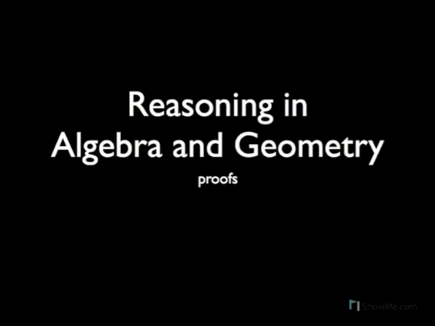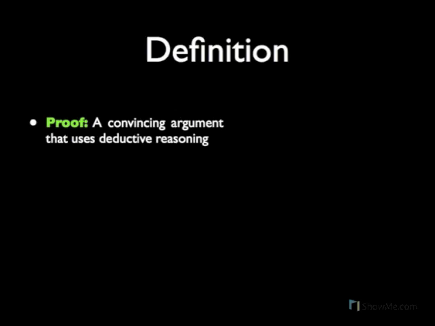And finally, we have come to the proofs. All that we're going to do is use the law of detachment and the law of syllogism to string our properties and definitions together to justify each step of the problem. The formal definition of a proof is a convincing argument that uses deductive reasoning. Once again, the law of detachment and the law of syllogism.